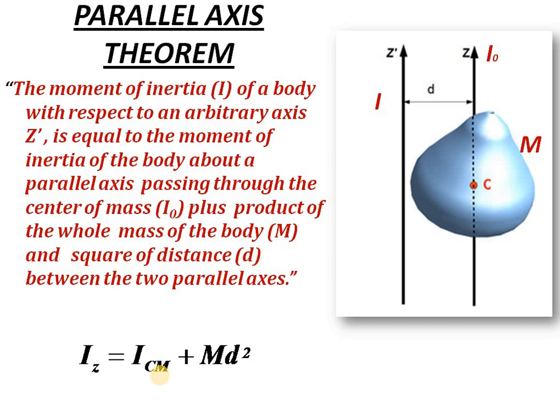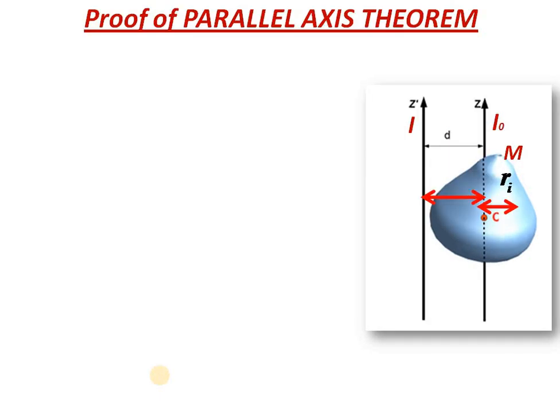Now we have stated the theorem, but we have not proved it. So now let us try to prove it. Using this you can find the moment of inertia of many objects with respect to many axes, provided that they are parallel to the ICM axis. So let us see the proof.